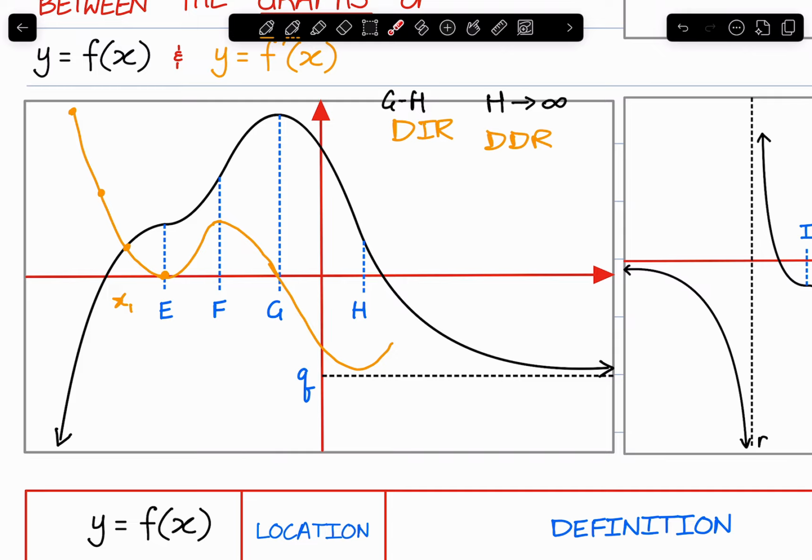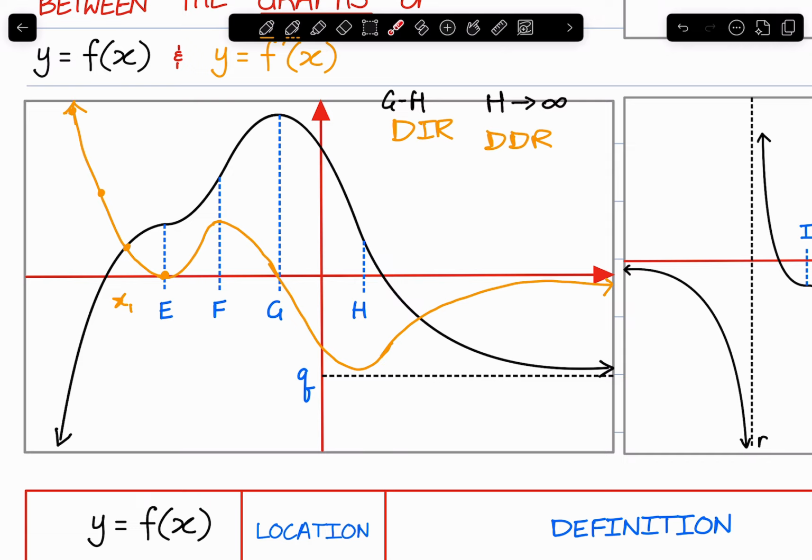But now let's think about decreasing at a decreasing rate. Now let's think about what's happening from this point onwards. The function is getting closer and closer to zero. So that means the tangent values are also getting closer and closer to zero. So this is what the gradient function should look like.